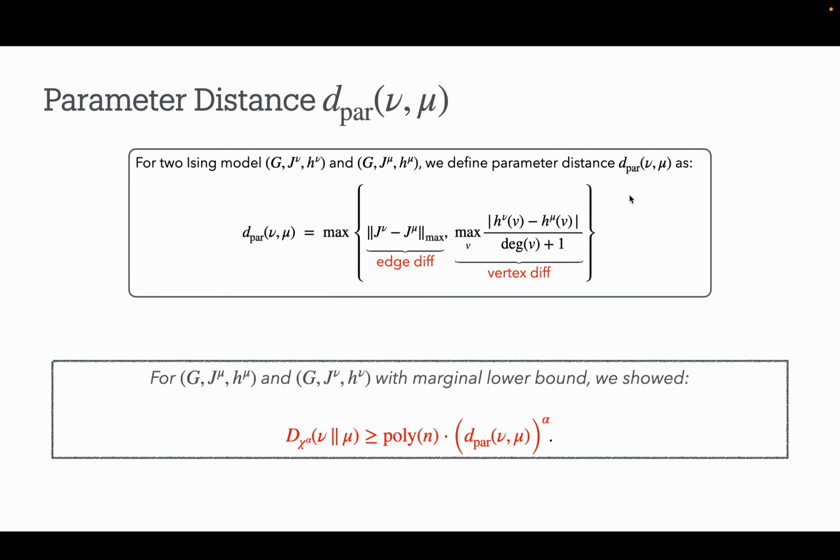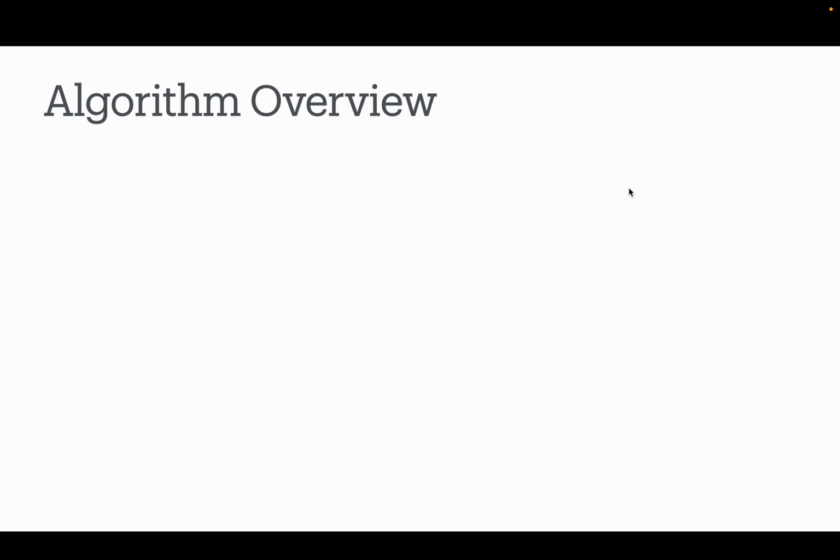For two Ising models with marginal lower bound, the chi-alpha divergence is at least a polynomial of n times the parameter distance to the power of alpha.